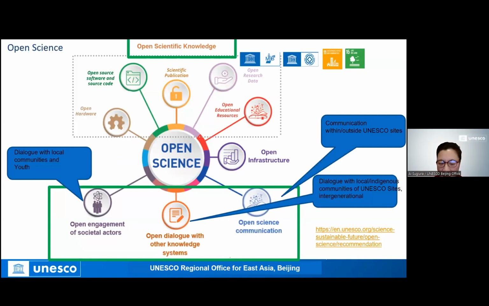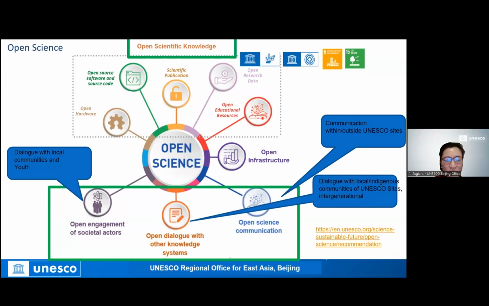Also, something that the UNESCO Chair from PRIA on community-based research has advocated very much is the open dialogue with other knowledge systems, so other types of traditional indigenous knowledge. This is also part of science and needs to be acknowledged, brought into science, and made accessible to all. So these are the five pillars.